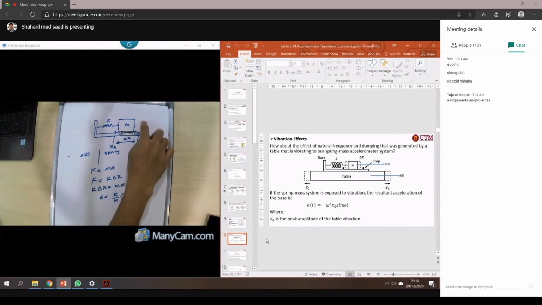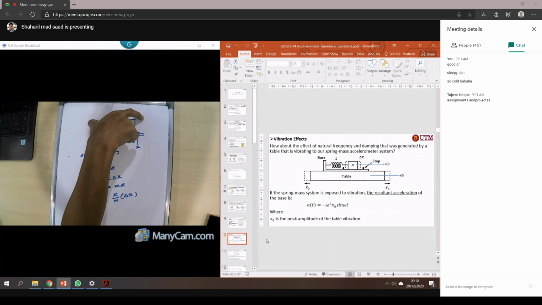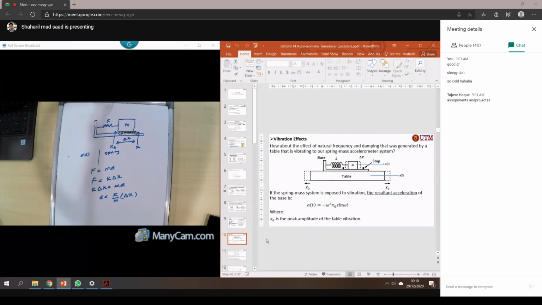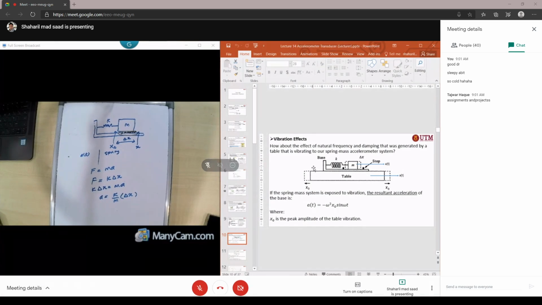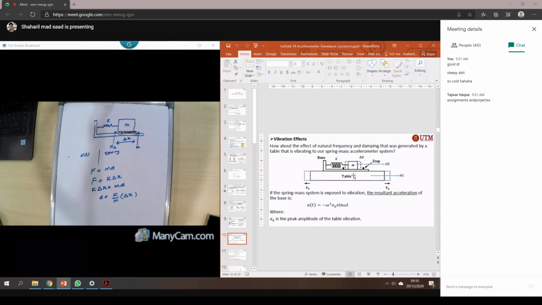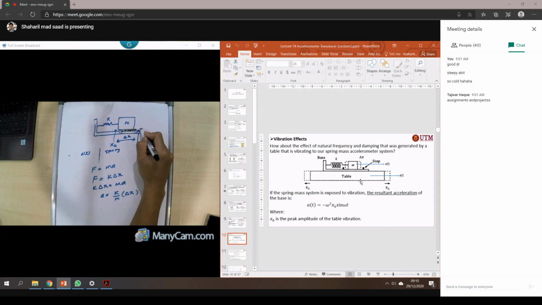So how are we going to use our transducer sensor to measure the vibration? For example, let's say we want to measure the vibration of the table that moves along the x axis, right? The horizontal axis. So you can put your accelerometer sensor on the table like here, and then on your accelerometer sensor you will have a stopper there, right? This is the stopper there.